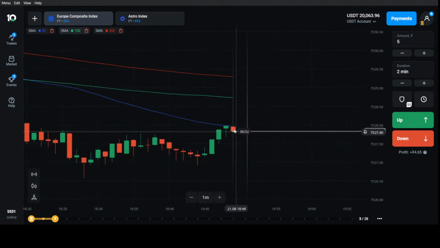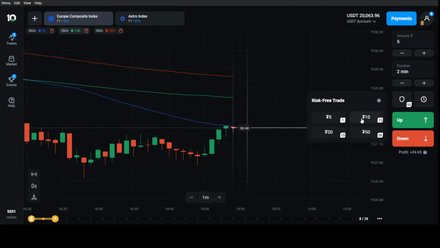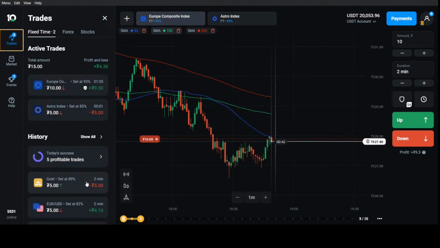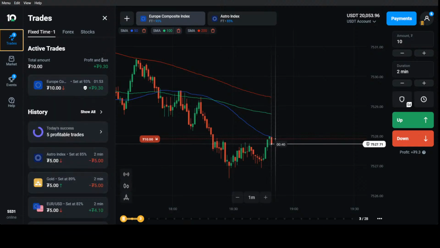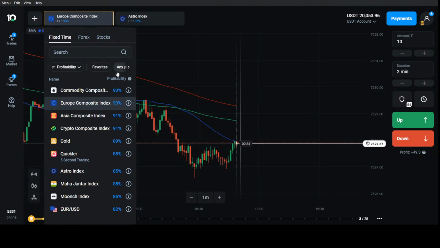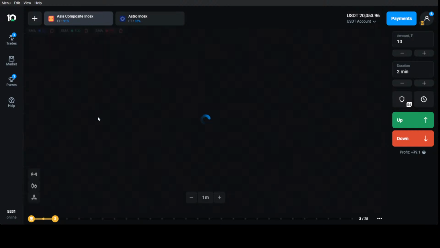Okay, you see it intersected over here. Now this is showing a reversal. So now what I'm going to do is use a risk-free trade. I'm going to use a $10 risk-free trade and make a down trade. Why $10? So that I recover this trade as well as the other trade. I lost $5, and then $10. So just to work on the recovery, I made this trade. Okay, so that is how this works.